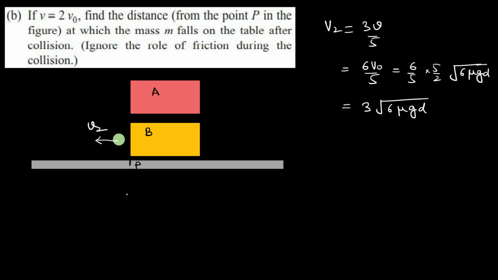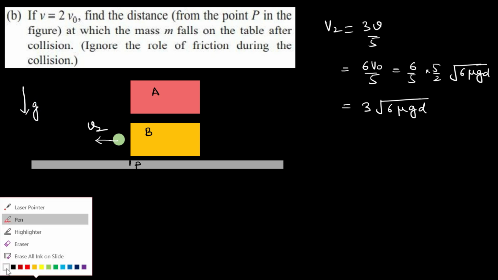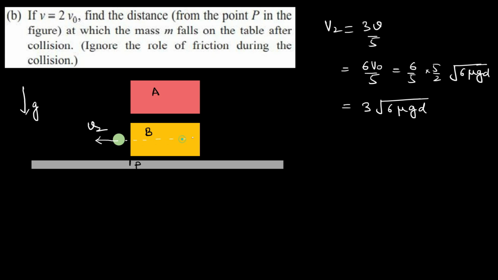Beyond this moment, the motion is a projectile motion. This is moving under a uniform acceleration due to gravity, and the height at which it collided was at a distance d from this surface. So this is a horizontal projection, and for the time of flight from here to here we can directly apply the square root of 2h by g, and h is d, so the time of flight is the square root of 2d by g.